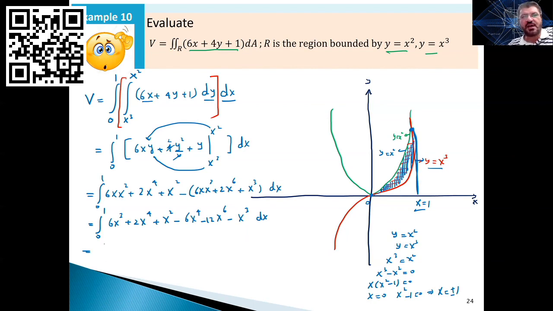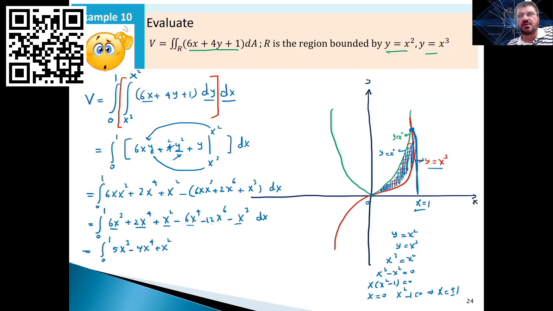So now let's look at the x cubed. 6x cubed minus x cubed is 5x cubed. 2x to the 4 minus 6 is minus 4x to the 4. Who else do we have? Am I missing something? Yeah. How about x squared? We don't have, so plus x squared, here it is.